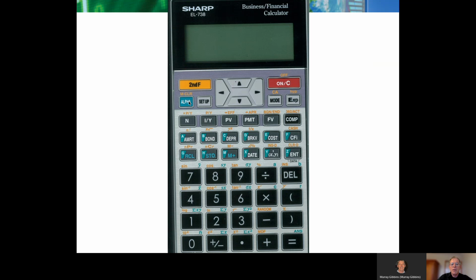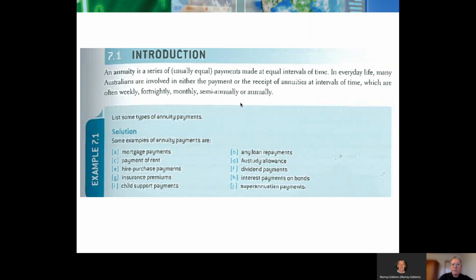Clearing it, still the same, second function alpha 0, 0. New buttons for today, AMRT over here on the left, just under N, and also the enter button to enter the data, and the scroll buttons to scroll through for our answers. So let's launch in, see what we can do.